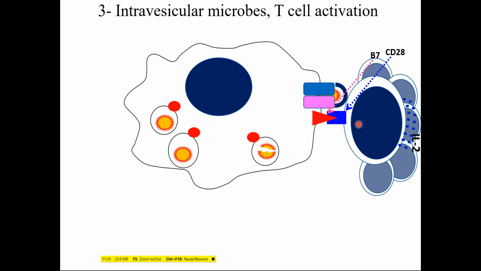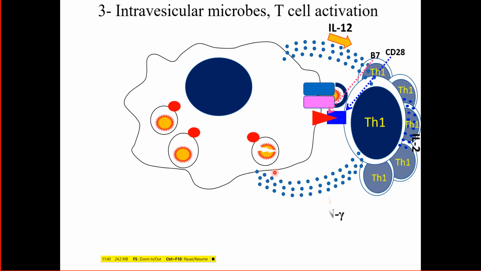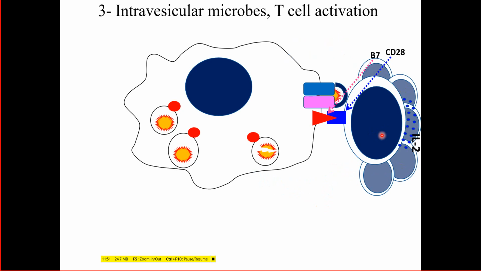Okay? What kind of help can this T cell provide? It can provide different types of help. The help that is required in here is a very specific type of help. That specific type of help, in order to be generated, needs these T cells to differentiate to the so-called T helper 1 subtype. Okay, look at it again.